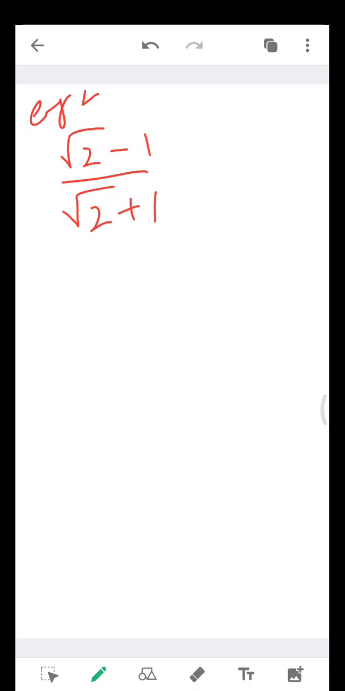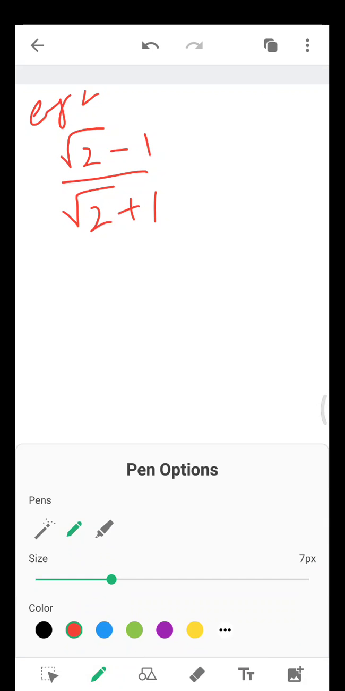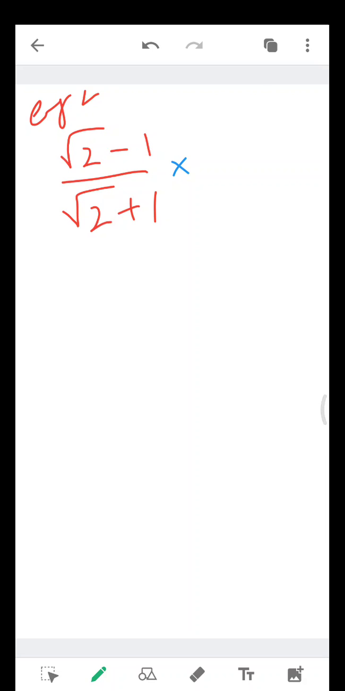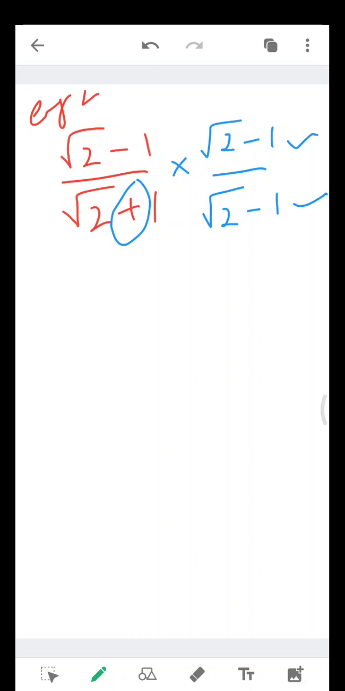Let's go with another one, root 2 minus 1 by root 2 plus 1. This is example number 2. What is the denominator in this? It's root 2 plus 1. What will I multiply here? I'll multiply by root 2 minus 1, because we are rationalizing the denominator. The rationalizing factor of root 2 plus 1 is root 2 minus 1. If it is plus, you should multiply with minus. Just now I told you, this is the first step.